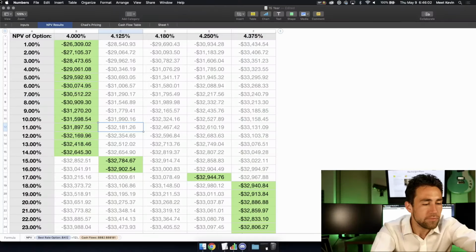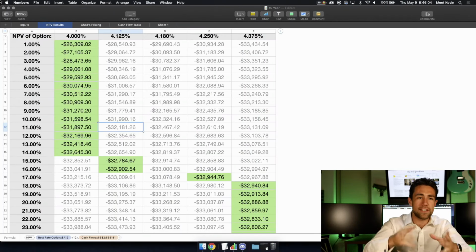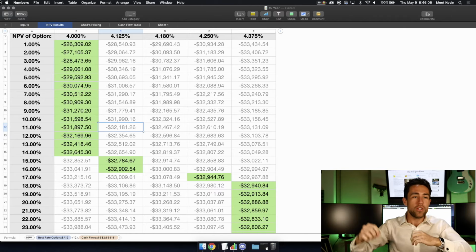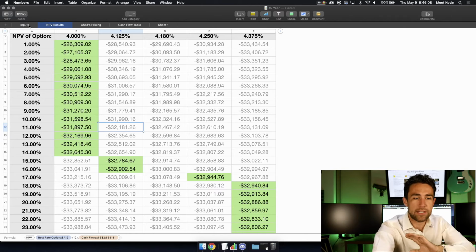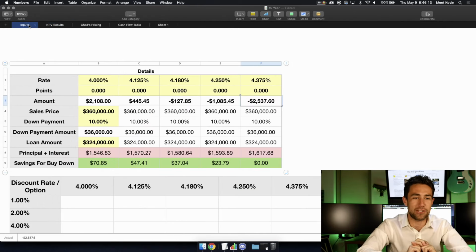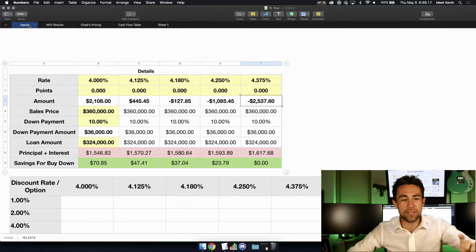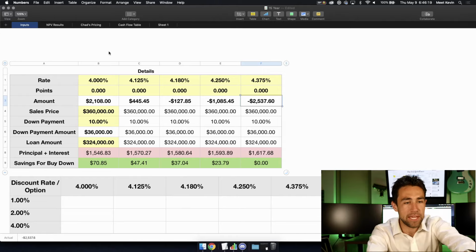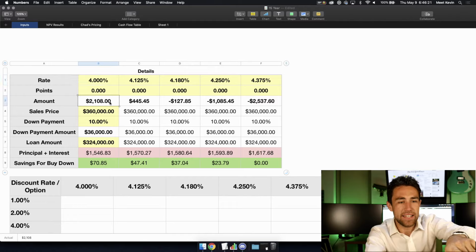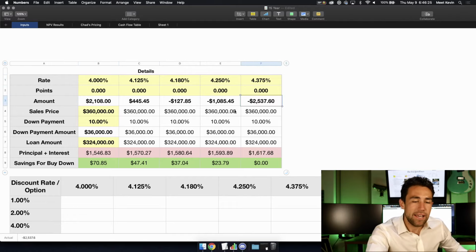Okay, so don't get confused here. Let me go back to the screen. Don't get confused with all these numbers. It's designed to be super simple for you. Hashtag no guarantees, don't sue me, bro. You literally take the numbers the lender gave you and put them in here, the rate and the amount of the credit. That's all you need. Then sales price and down payment just calculate your savings.